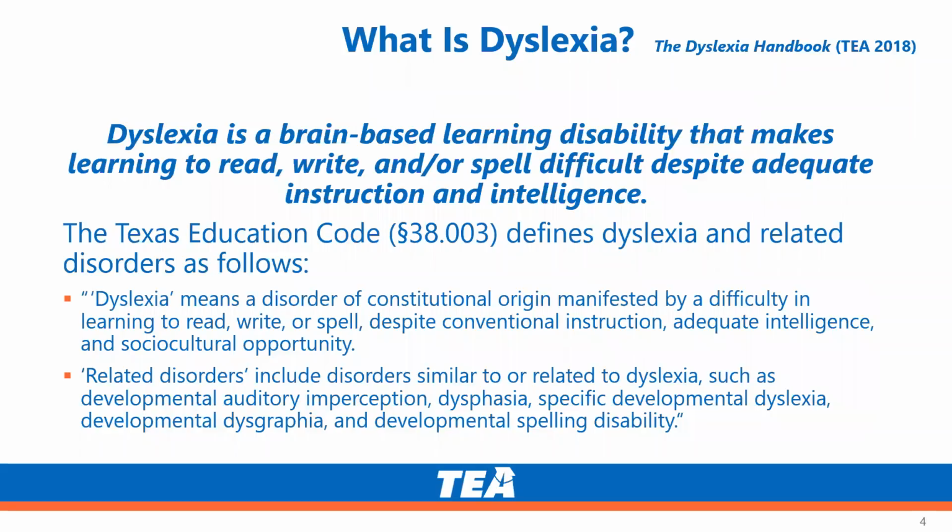All right, so what is dyslexia? Dyslexia is not caused by laziness, inattention, low intelligence, or social emotional problems. Dyslexia is, however, a brain-based learning disability that makes learning to read, write, and/or spell difficult despite adequate instruction and intelligence. You can see here that the Texas Education Code defines dyslexia and other related disorders as a disorder of constitutional origin manifested by difficulty in learning to read, write, or spell despite conventional instruction, adequate intelligence, and sociocultural opportunity. Related disorders include disorders similar to or related to dyslexia, such as developmental auditory imperception, dysphasia, specific developmental dyslexia, developmental dysgraphia, and developmental spelling disability.